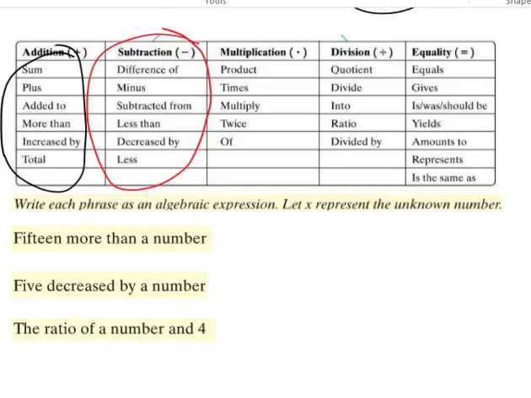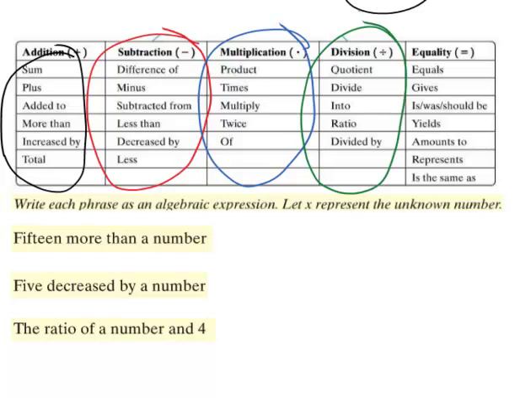The words that mean multiply are right here. So product, times, multiply, twice. Twice obviously means to multiply by 2. And the word of. And let's see, division would be these here. So quotient, divide, into, ratio, divided by. And then for equals would be these words over here. So obviously equals, gives, is, was, or should be. Yields, amounts to, represents, and is the same as.